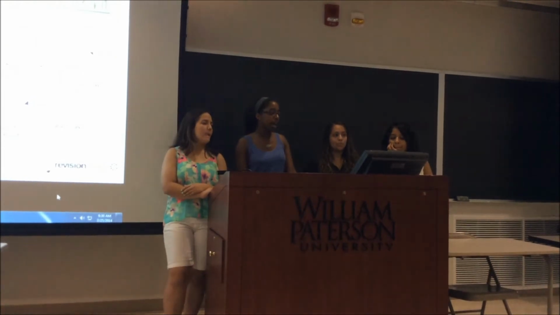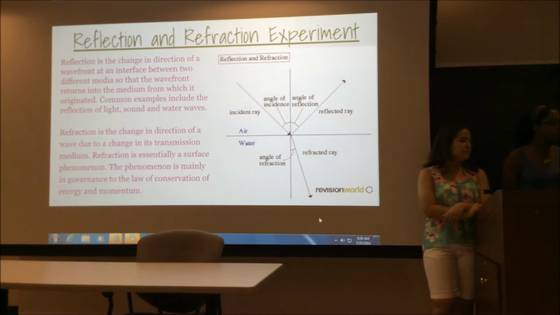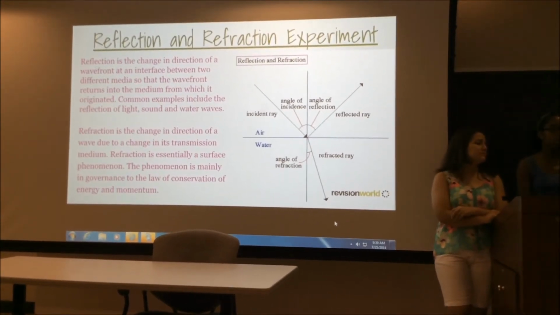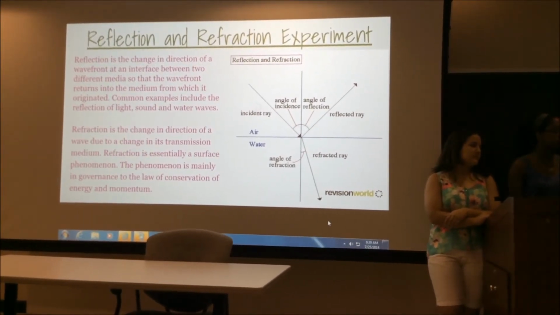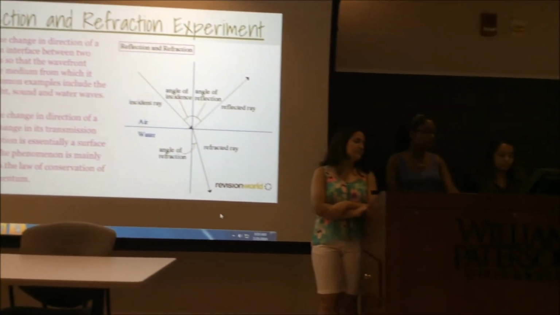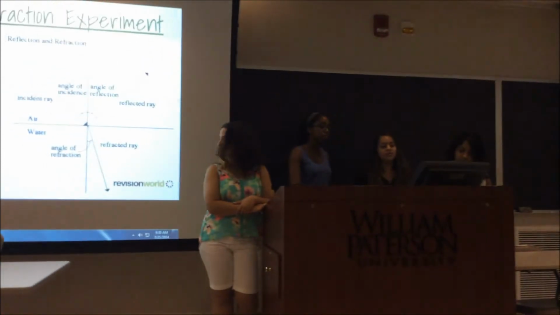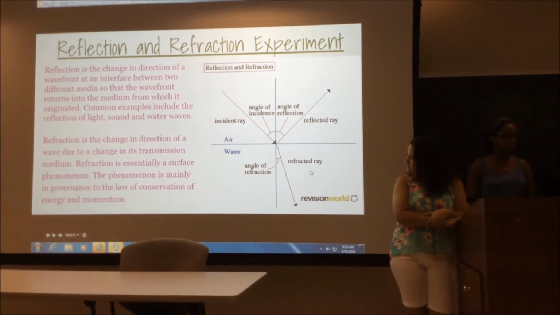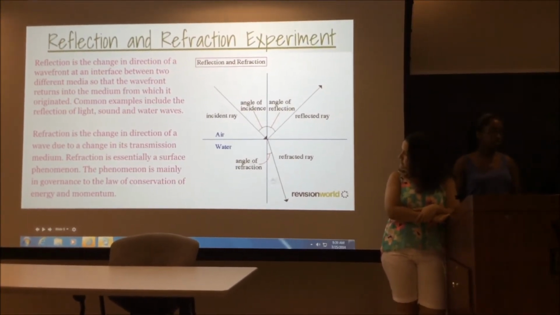Reflection is the change in direction of a wavefront at an interface between 2 different media so that the wavefront returns into the medium from which it originated. Common examples include the reflection of light, sound, and water waves. Refraction is the change in direction of a wave due to a change in its transmission medium. Refraction is essentially a surface phenomenon. The phenomenon is mainly governed by the law of conservation of energy and momentum. The picture shows the angle of refraction and what an angle of reflection looks like. So there are 2 different things, one here and then here.